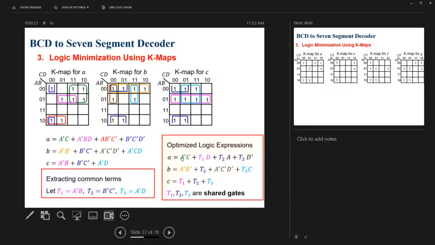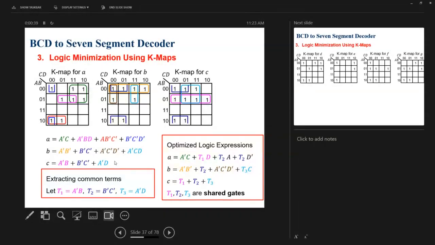Clear? And then you can say A bar C plus T1, because A bar B is the first term, so this is actually T1. So T1D, and we rewrite the expression. And then what is C? C is actually, this is the first common term, T1, this is T2, and now this is T3. Any question? Okay.